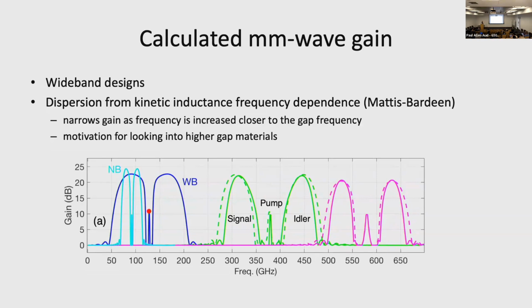So here we have an amplifier that can amplify in just a signal band over the whole bandwidth corresponding to W band. And then the idler band appears at higher frequency. And we can go higher up in frequency yet, but you can see that the bandwidth starts to narrow, and this is due to the frequency dependence, again, of the complex conductivity.